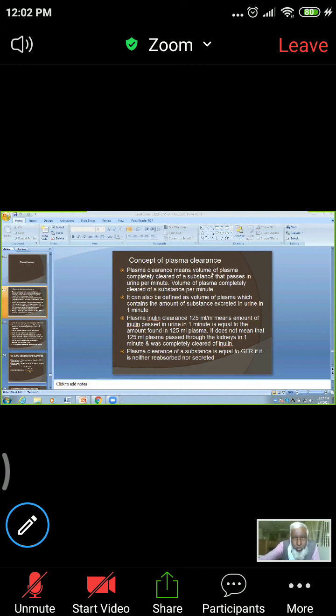Plasma clearance means volume of plasma completely cleared of a substance that passed in 1 minute's urine flow. Okay, and the plasma clearance of a substance will be equal to GFR if the substance is neither reabsorbed nor secreted nor changed in the tubule. Okay, up to this I think we are clear.